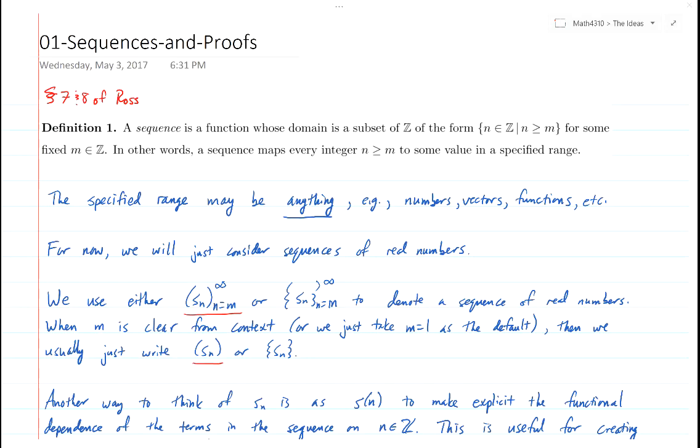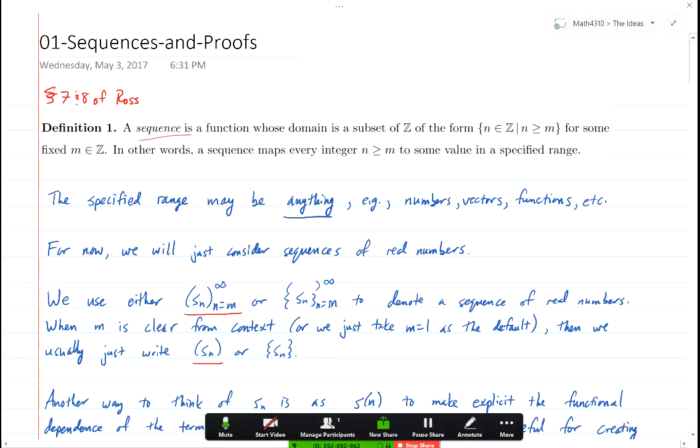The definition that we begin with is of a sequence, which I always show in italics here, and it's a function whose domain, all right, so this is really important perspective on sequences. Sequences are functions. So functions have domains and ranges. What's the domain of a sequence? A domain of the sequence is a subset of the integers, right?